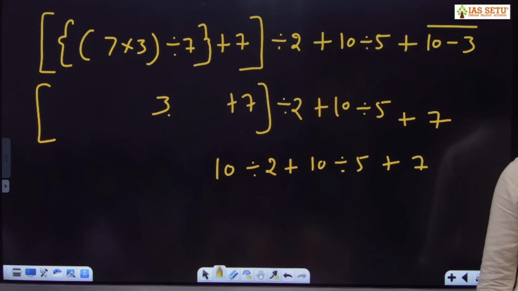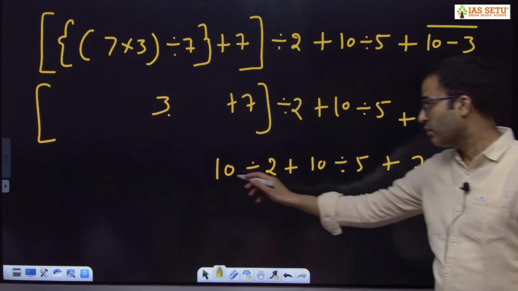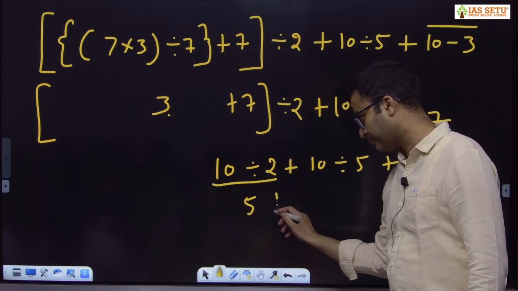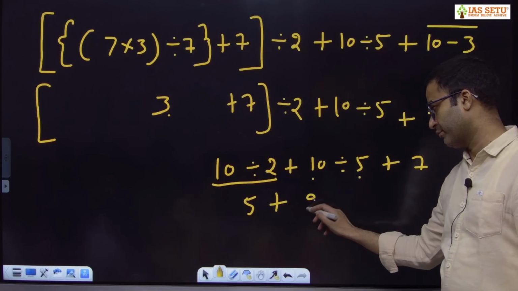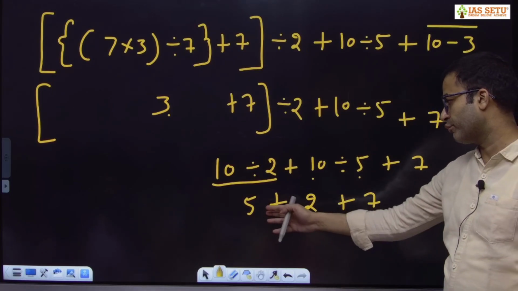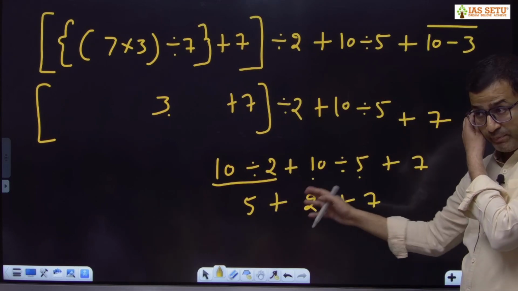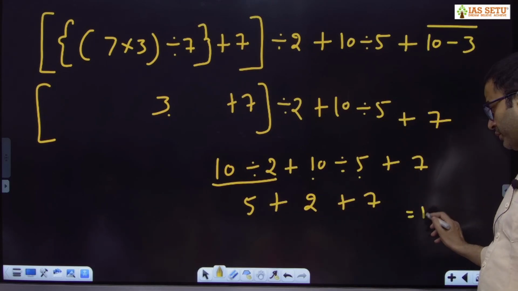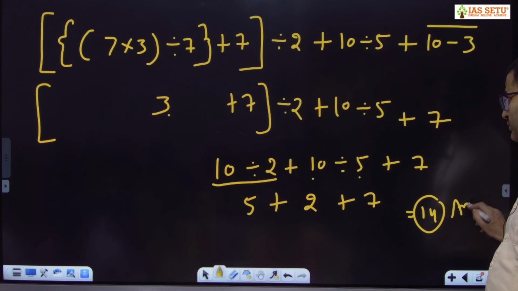Then you have division, so we will solve both the divisions. What is 10 divided by 2? 5. What is 10 divided by 5? 2 plus 7. Since there is no subtraction, then finally we will solve. What is 5 plus 2? 7 plus 7? 14. So your answer here is 14.